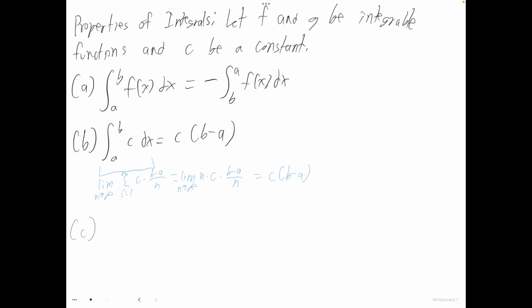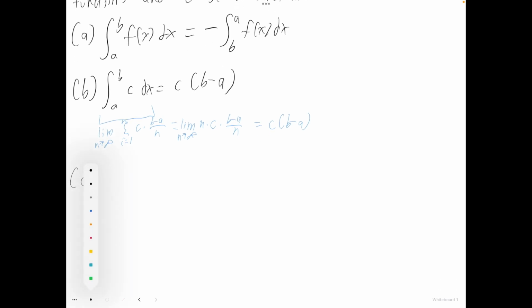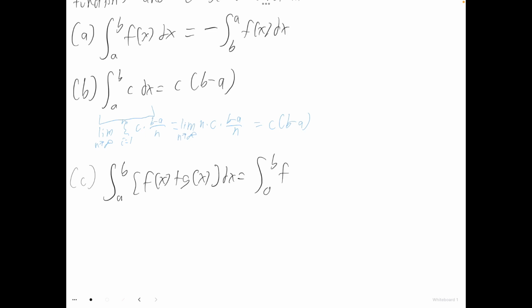Okay, our third property is the following. It's the integral from a to b of f of x plus g of x dx equals the integral from a to b of f of x dx plus the integral from a to b of g of x dx. Now this shouldn't be too surprising. Remember, we're taking a limit of a sum. We can split up sums over addition. So that's all we're doing here, is basically just splitting up the sum over addition.